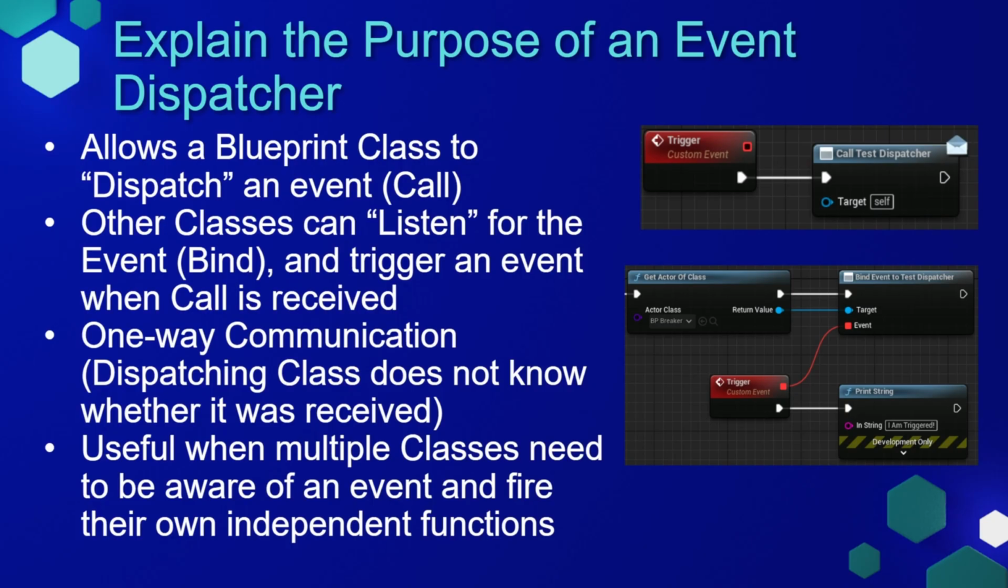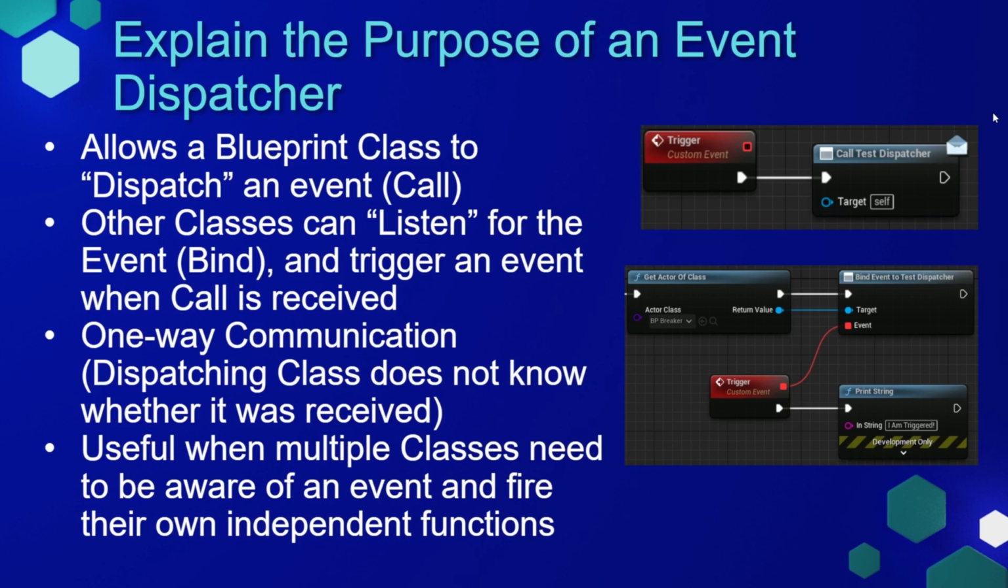An event dispatcher allows a blueprint class to dispatch an event or call it. And then we can set up other actors to listen for the event or bind to that event and then trigger its own event when the call is received.